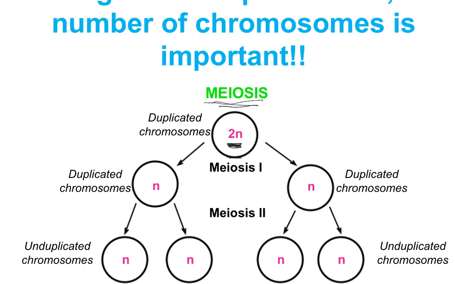So we start off with a diploid cell. Then they split in half to make N, right? So we duplicate chromosomes to split in half. And then in meiosis 2, we unduplicate them to make 4 different cells. So every time we go through a round of meiosis, one cell ultimately turns into 4 cells. So from one cell, we can make 4 egg cells or 4 sperm cells.